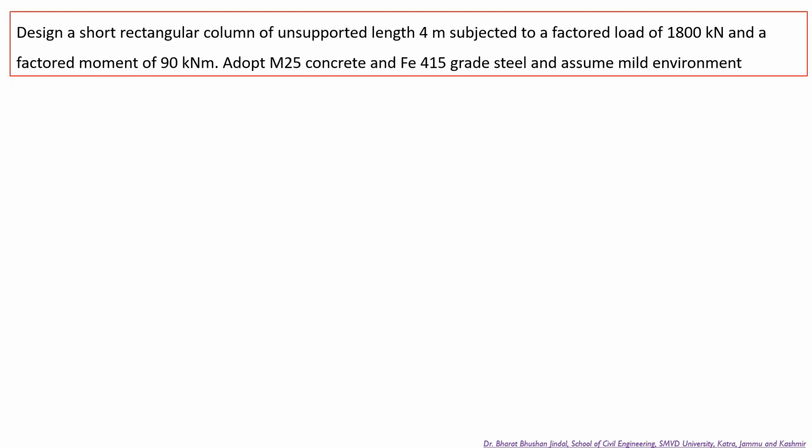So first of all, let us discuss the problem statement. Here in the problem statement it is given that we have to design a short column having a rectangular cross section. The unsupported length is 4 meter, and this column is subjected to a factored load of 1800 kilonewton and a factored moment of 90 kilonewton meter. We have to adopt M25 grade of concrete and Fe 415 grade of steel, and we can assume a mild type of exposure condition.